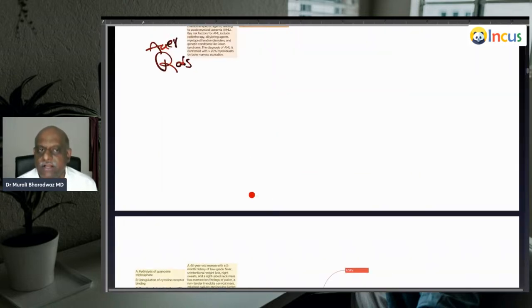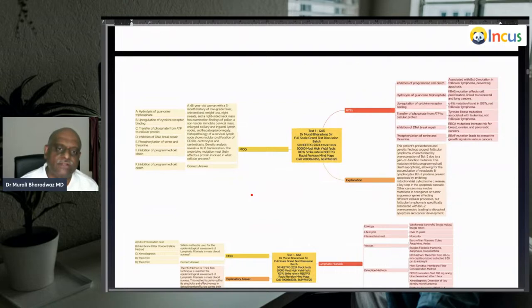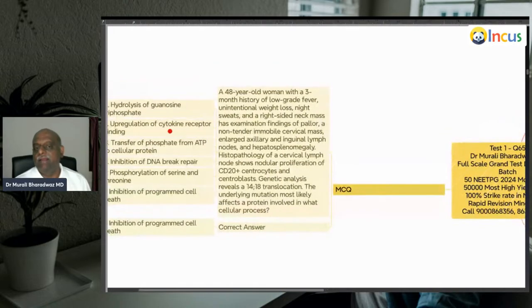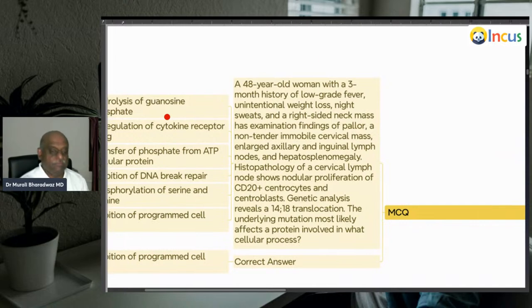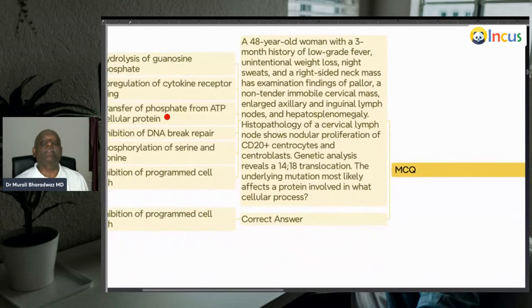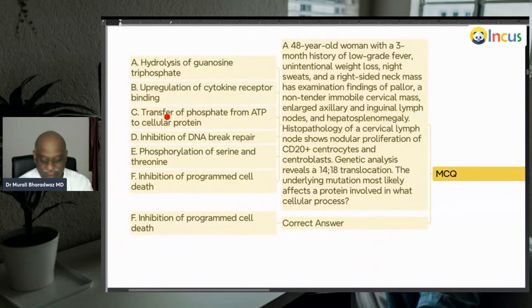It's very easy, doctor. As you keep practicing next to 50 grand tests, you will be singing like a parrot. When you go to the NEET PG exam, you will be thinking, arre, this question, we did revision with Murali Bharadwaj sir that day. Arre, this question too we revised. All questions we revised. That is called 100% strike rate.